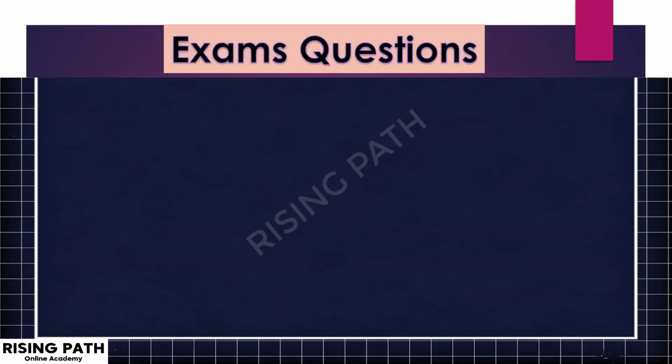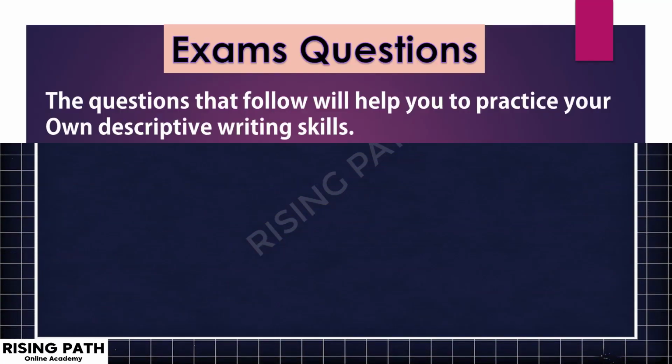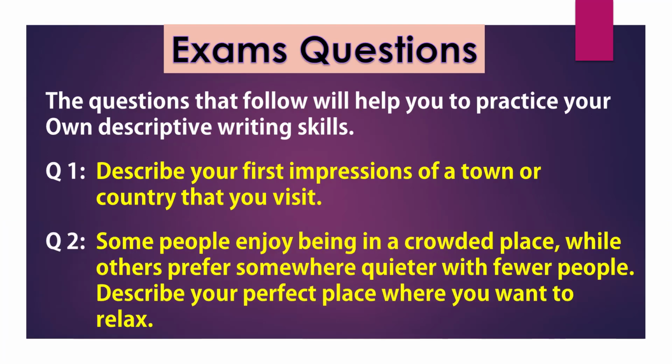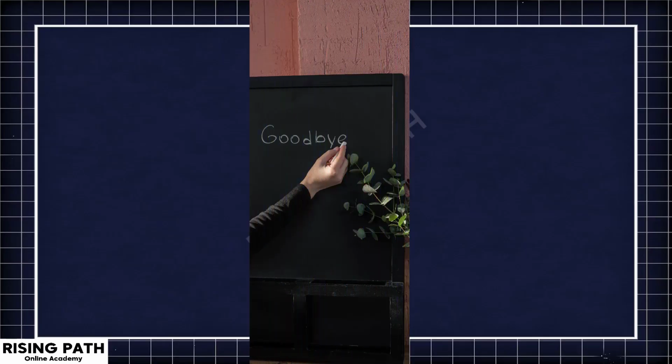Here are the exam questions for your practice. The questions that follow will help you to practice your own descriptive writing skills. Question number one is, describe your first impressions of a town or country that you visited. Question number two, some people enjoy being in a crowded place while others prefer somewhere quieter with fewer people. Describe your perfect place when you want to relax.